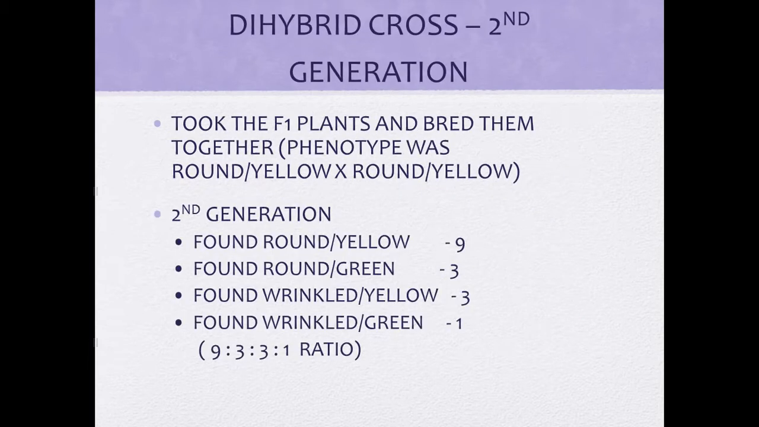In the second generation, it gets a little more complicated. Mendel took the F1 plants, so true breeding round and true breeding yellow, and bred them together. The phenotype would have been round yellow crossed with round yellow. In the second generation, he found that in the ratio of 9 round yellow plants were grown, 3 round green plants, 3 wrinkled yellow plants, and 1 wrinkled green plant.